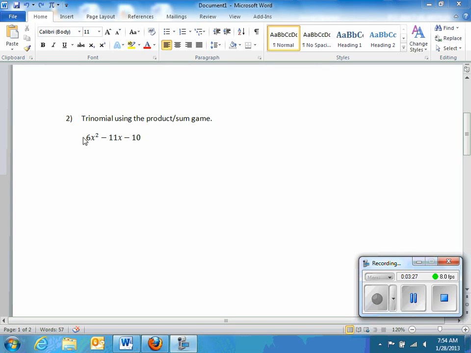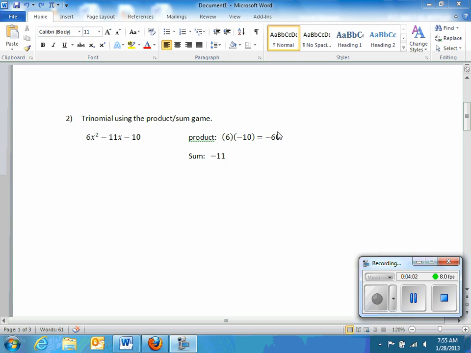You'll first start off by multiplying the x squared term times the negative 10, the number that's by itself. We refer to this as the a and this as the c to get a product. So again, you always start off by taking this number and multiplying it times that number: the x squared coefficient times the number that's by itself. 6 times negative 10 is negative 60. That's going to be our product in the product sum game. The sum in our product sum game is always the x coefficient, b.